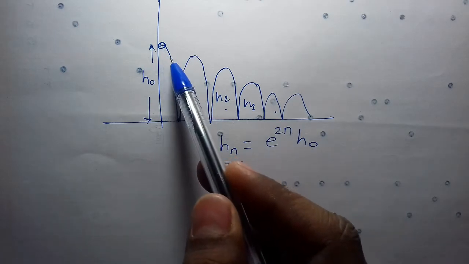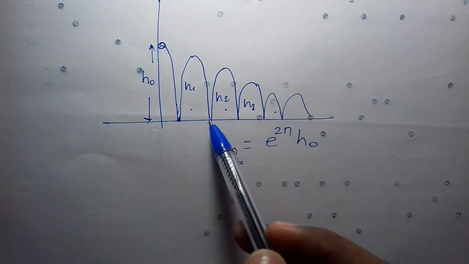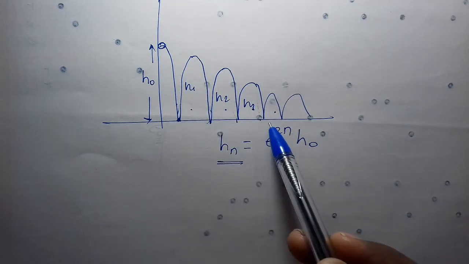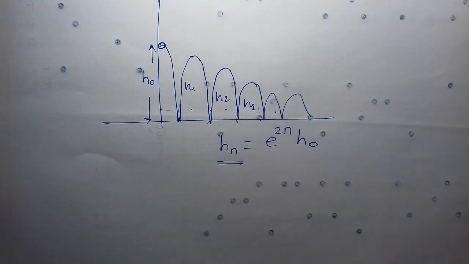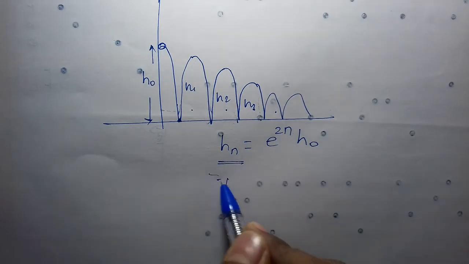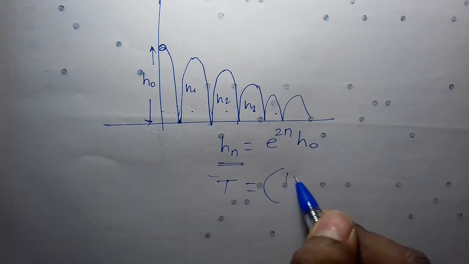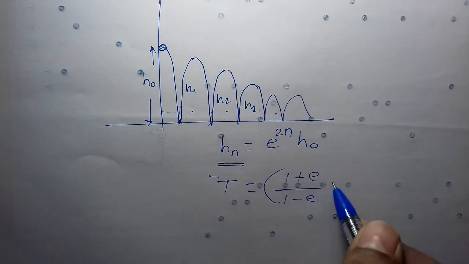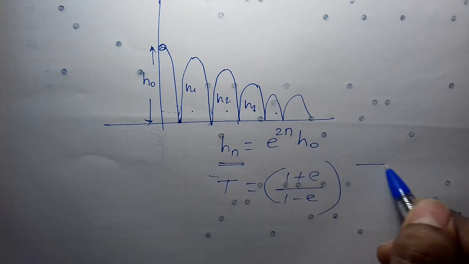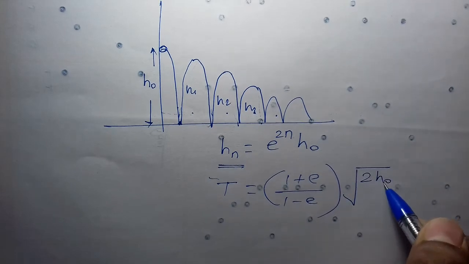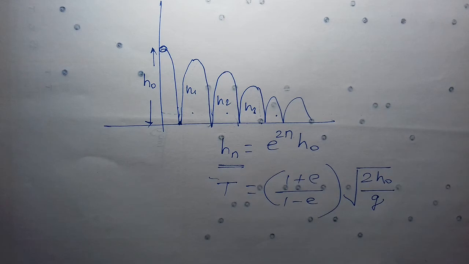The ball takes the first rebound, second rebound, third rebound, and so on. The ball performs n rebounds, and we need the time required for the ball to perform this many rebounds. Total time required is equal to what? (1 plus e) upon (1 minus e) into root of 2 h naught upon g. H naught is the initial height from which the ball is left.